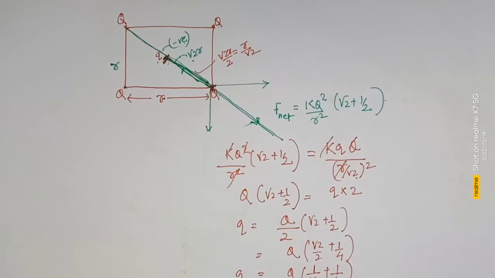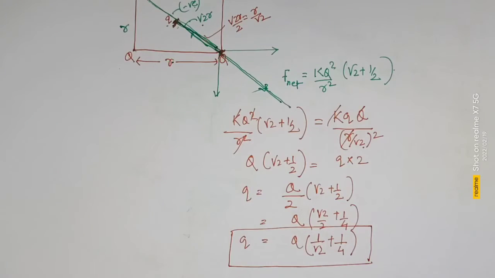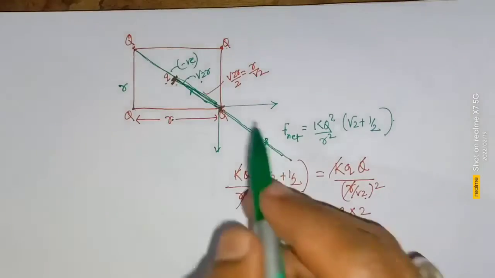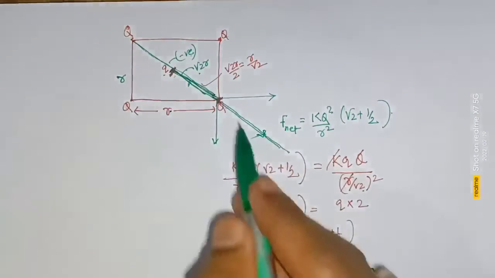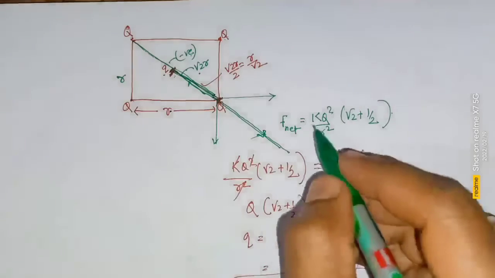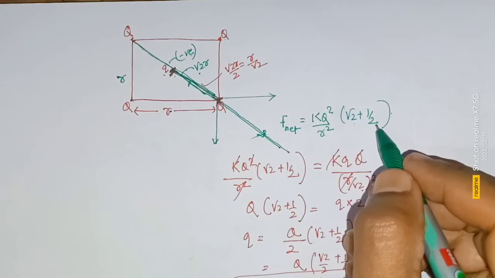This is Q. This is the magnitude of this charge. And what is the polarity? What is the nature of the charge? It is negative. Look at these questions, because one more time we'll repeat. Due to this charge and this charge, the net force is like this, and this is KQ square upon R square times root 2 plus 1 by 2.